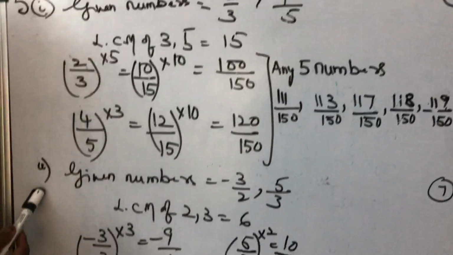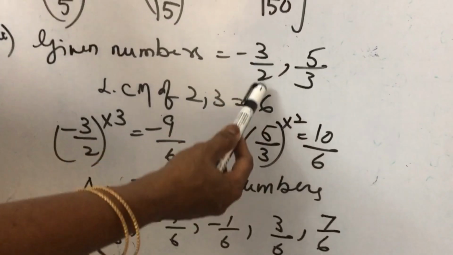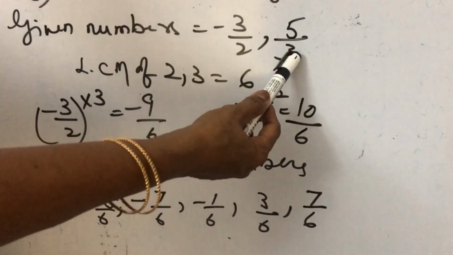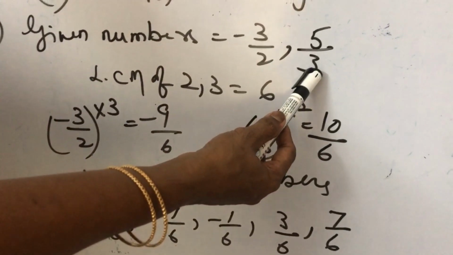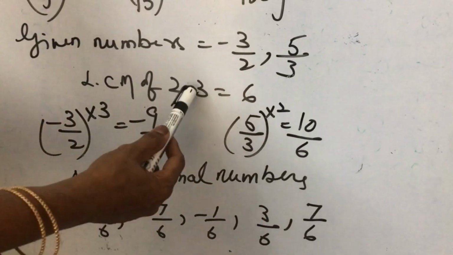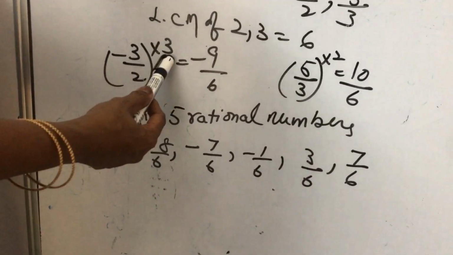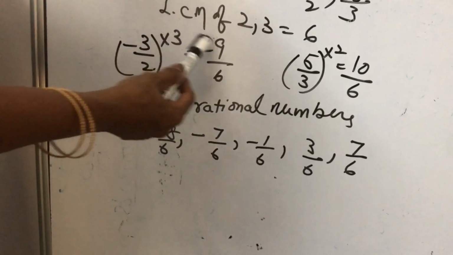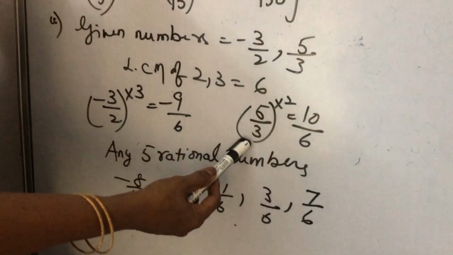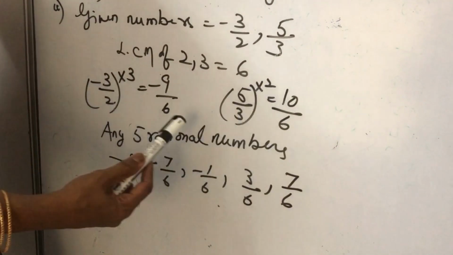The second bit, girls: find 5 rational numbers between minus 3 by 2 and 5 by 3. It is very clear. Your denominators are different. So what is the step you have to do? Go for LCM. 2, 3 LCM is 6. 2 divides 6 3 times. Rational into 3 is minus 9 by 6. 3 divides 6 2 times. 5 2s are 10 and 3 2s are 6.